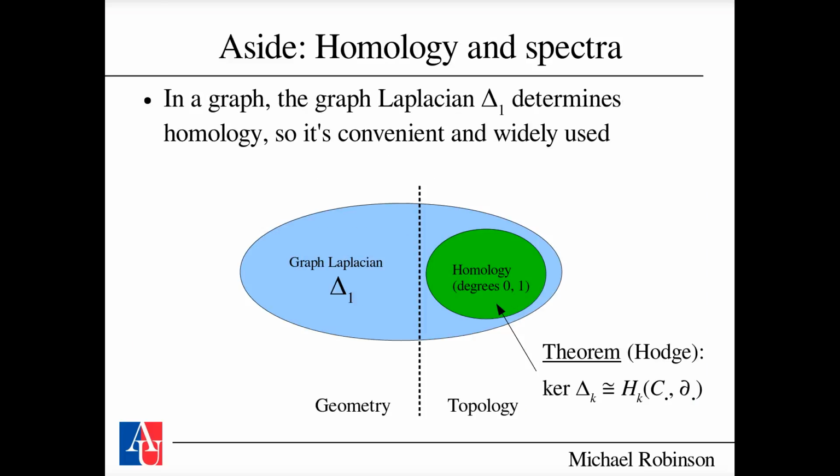It's worth noting, as an aside, that homology and spectra are very tightly related through Hodge theory. In a graph, the graph Laplacian determines homology, and it's convenient, it's widely used. The graph Laplacian contains some geometric information, and it determines the topology through the Hodge theorem. Well, that's quite convenient, and lots of people like that, and lots of people in graph theory will use the graph Laplacian. Very easy to compute, makes a lot of sense.